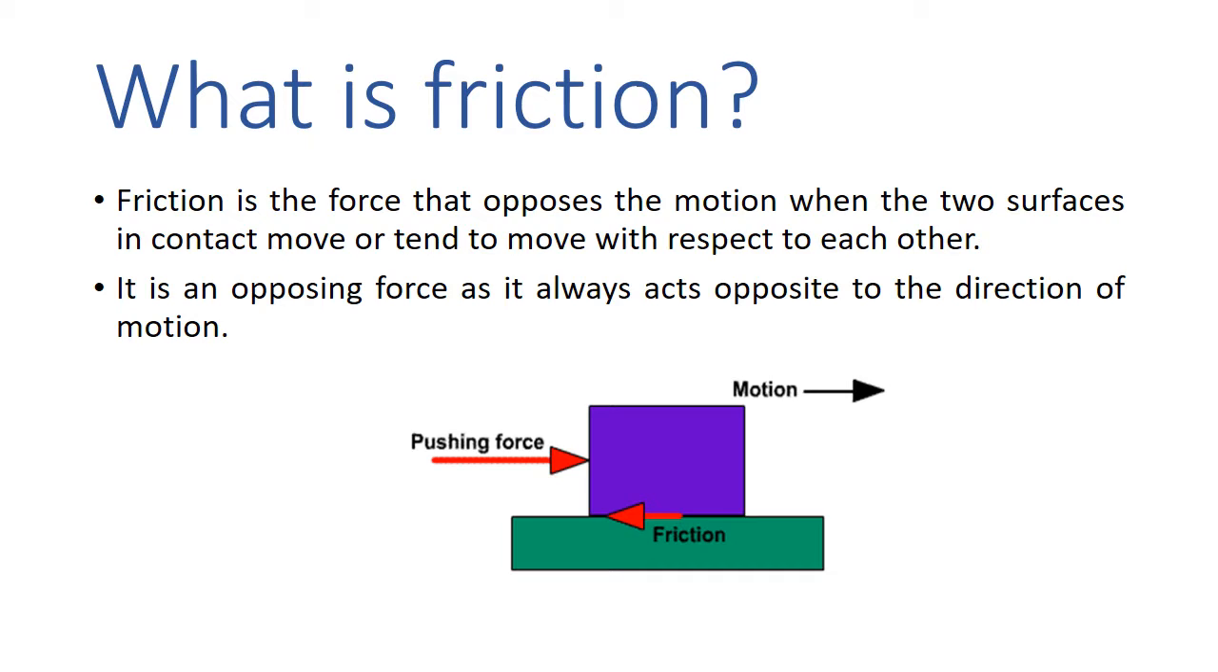So, this could have been caused by an invisible force that opposes the motion. This is the force of friction that resists the motion of moving objects. Hence, friction is the force that opposes the motion when two surfaces in contact move or tend to move with respect to each other. It is an opposing force as it always acts opposite to the direction of motion. As you can see in the picture, friction is acting in the opposite direction of the motion.